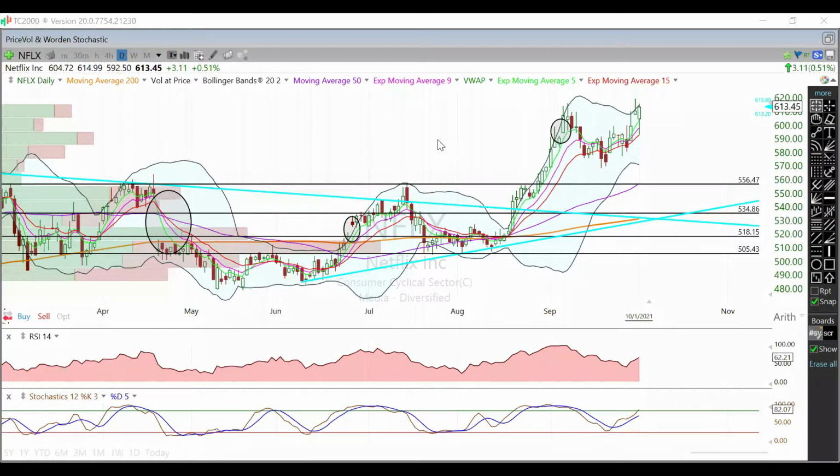Hey guys, in this video, we're going to talk about gap fills. We're going to talk about what is a gap, how do we know when a gap has been fully filled, and what to look for when we are trading these gaps and how to take advantage of these fills and gap ups and gap downs.